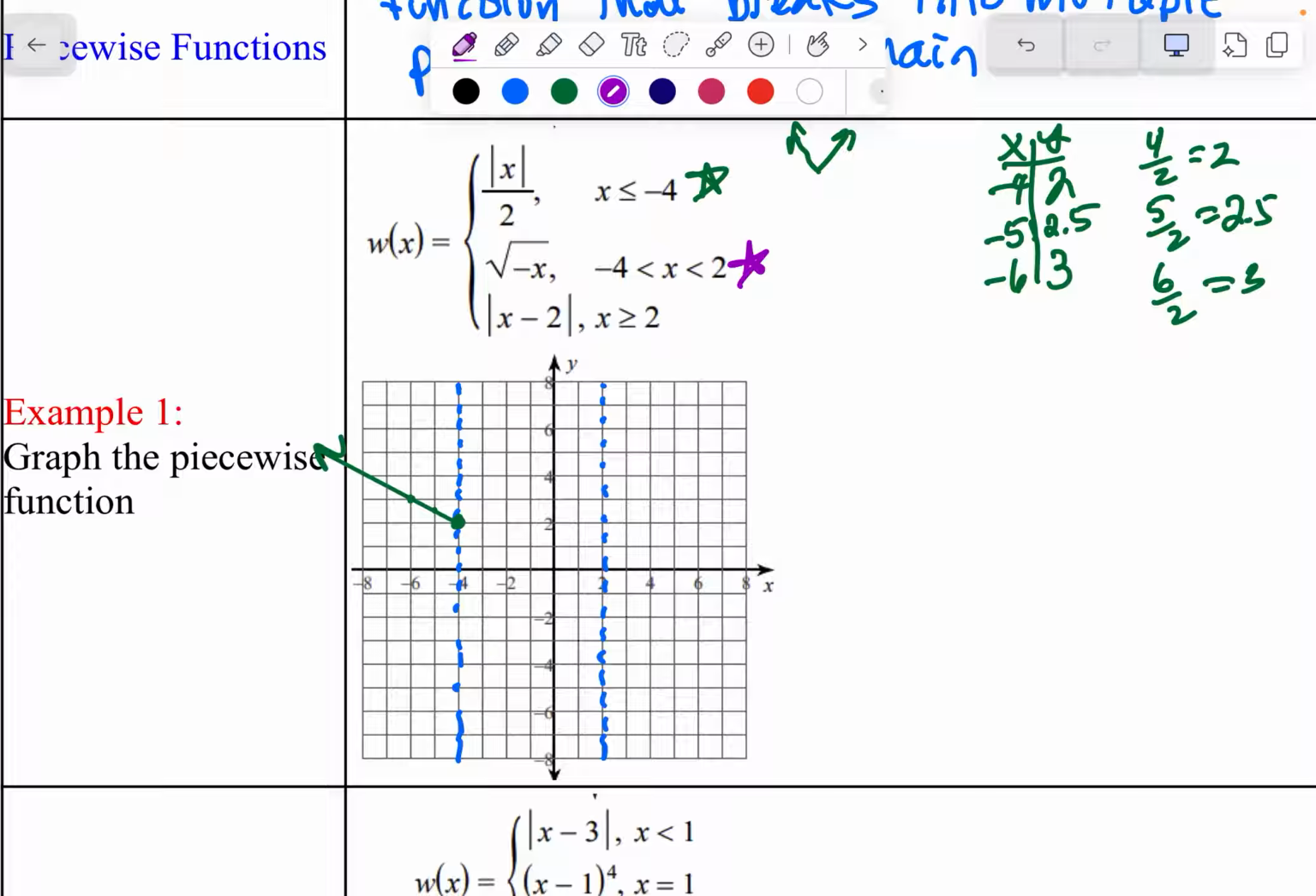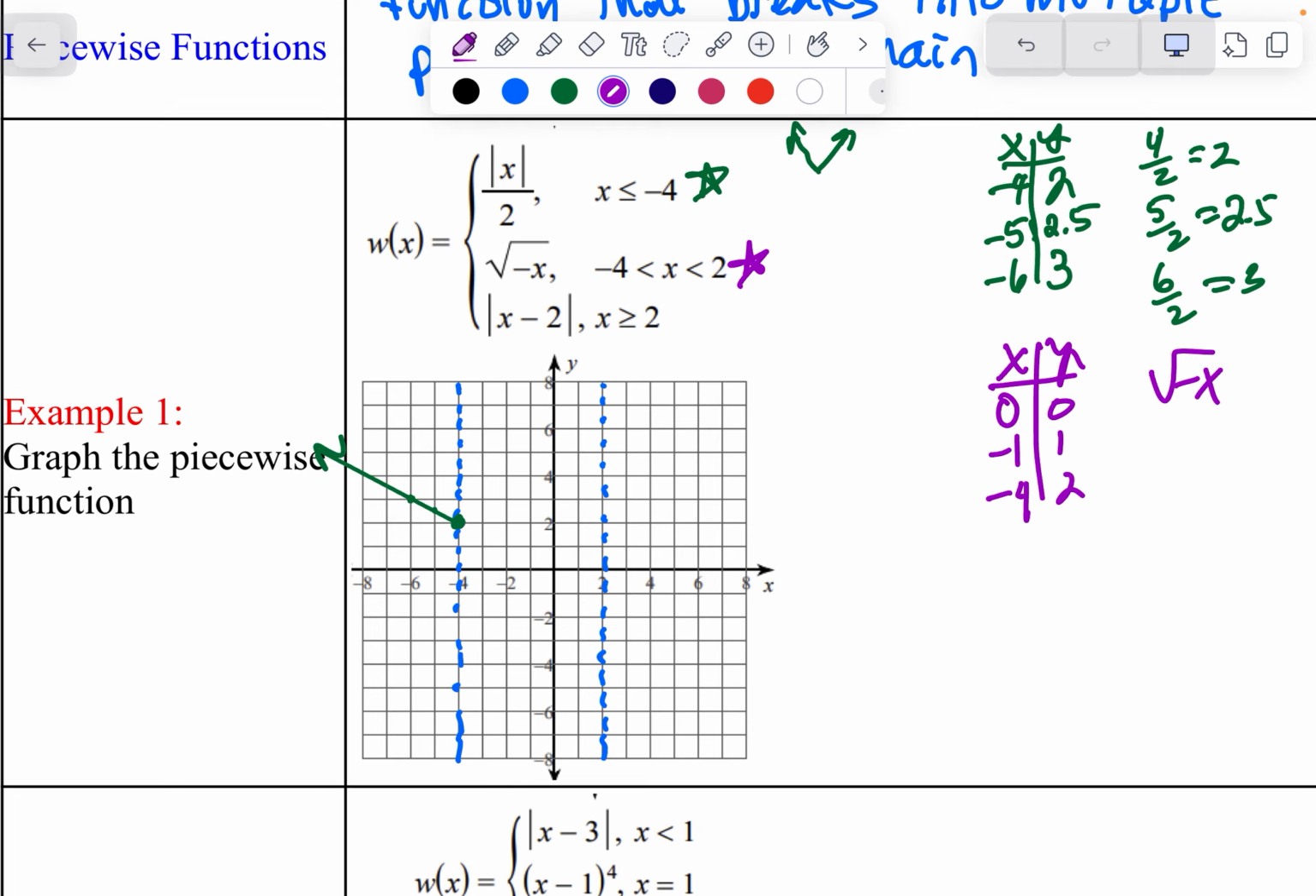So let's draw that. So what would I plug in there? Well, I'd plug in 0. I would plug in -1, and I would plug in -4 because that's a border value anyway. So if I plug into this, the opposite of 0 is 0. The square root of that is 0. The opposite of -1 is 1. The square root of that is 1. The opposite of -4 is 4. The square root of that is 2.